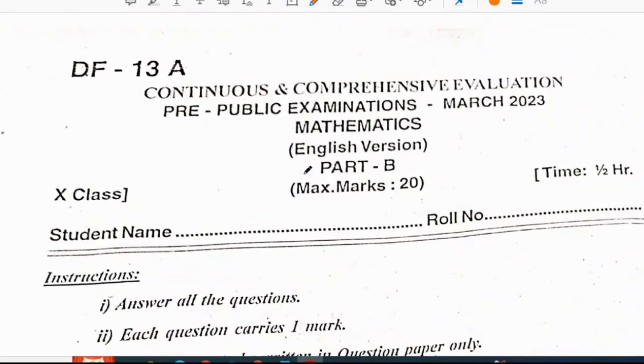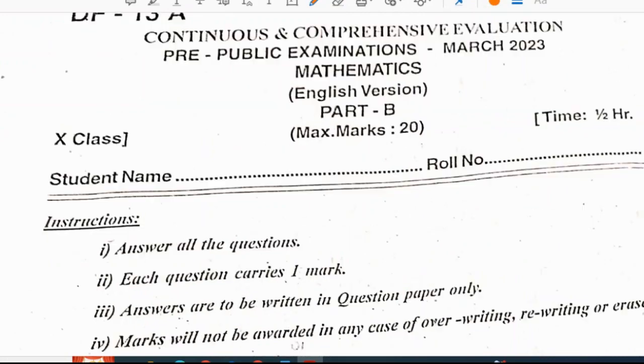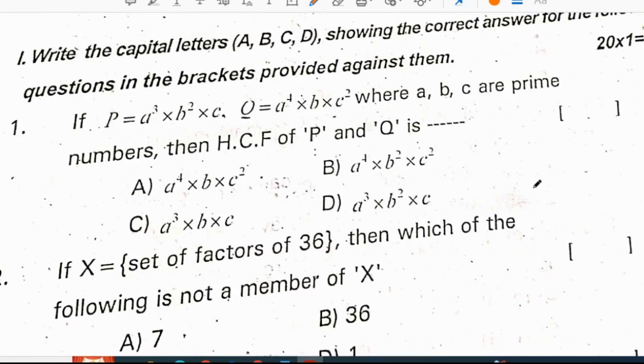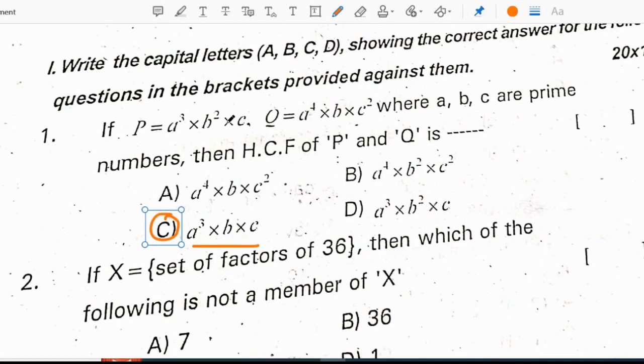We'll discuss mathematics part B of Hyderabad district pre-final 2 question paper. First question, if P is equal to A cube B square C and Q is equal to A to the power of 4 B C square, where A, B, C are prime numbers, then HCF of P and Q is A cube B into C.